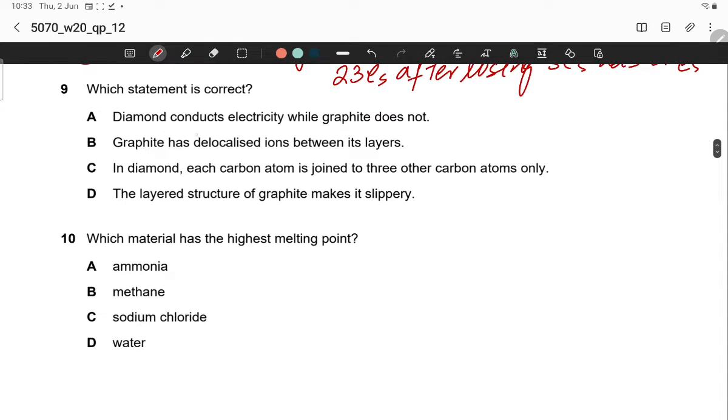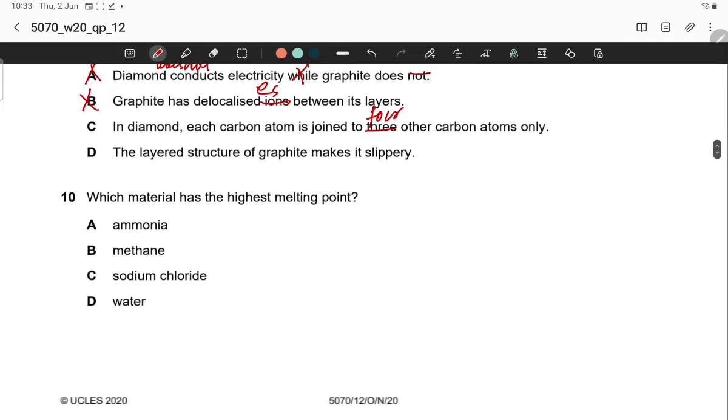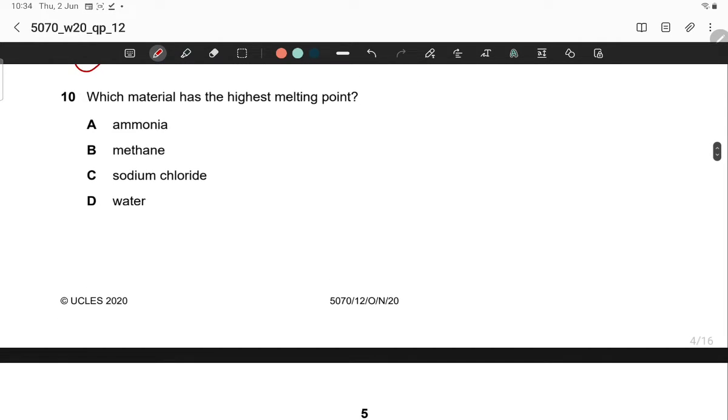Which statement is correct? Diamond conducts electricity while graphite does not. This is incorrect. Graphite does but diamond does not. So this is incorrect. Graphite has delocalized electrons. In diamond, each atom is joined to 4 other carbon atoms only. So this is incorrect. The layered structure of graphite makes it slippery. This is the correct option.